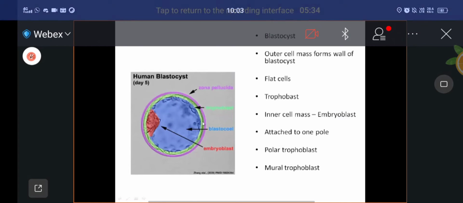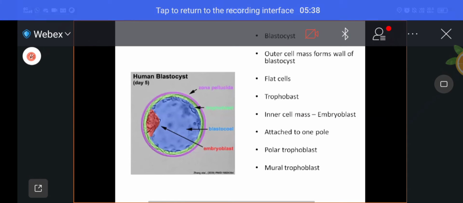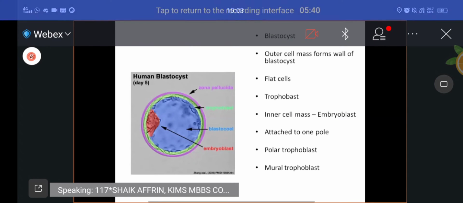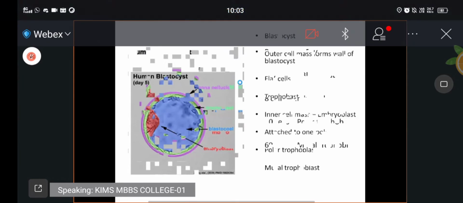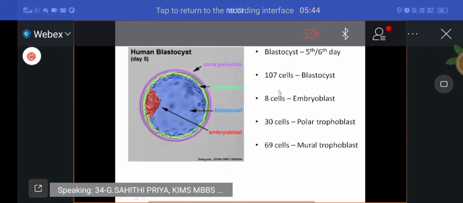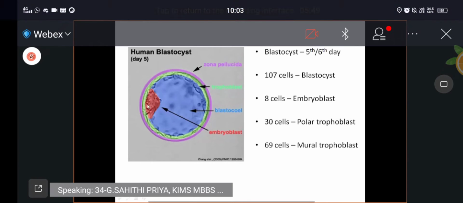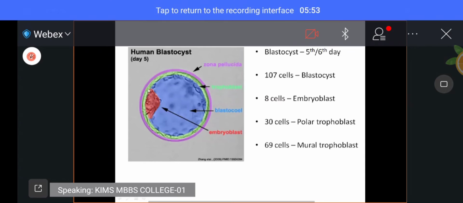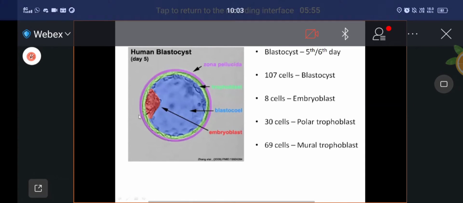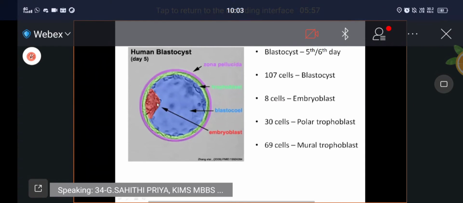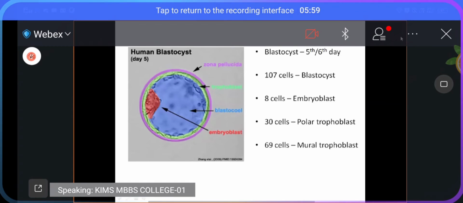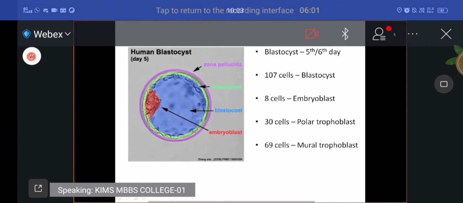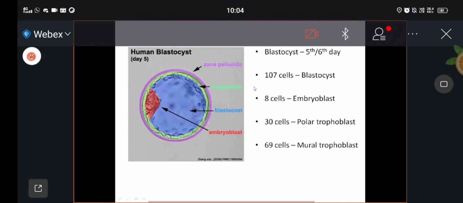How many cells are there at this stage? 107 cells. Out of these 107 cells, the embryoblast is formed by 8 cells, 30 cells form the polar trophoblast, and the remaining 69 cells form the mural trophoblast. This blastocyst is seen on the 5th to 7th day of fertilization.